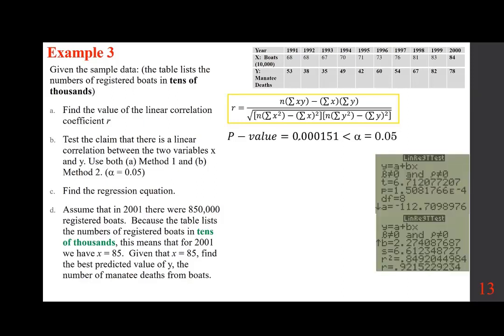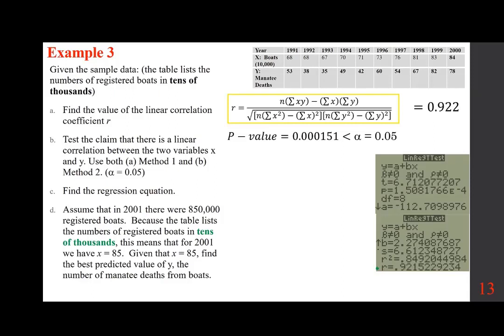We have to go through the process of doing the work, but let's do the technology and see how fast we can come up with the answer first. Number one, look at the R at the bottom. Okay, so that's the R. Okay, so we write it.